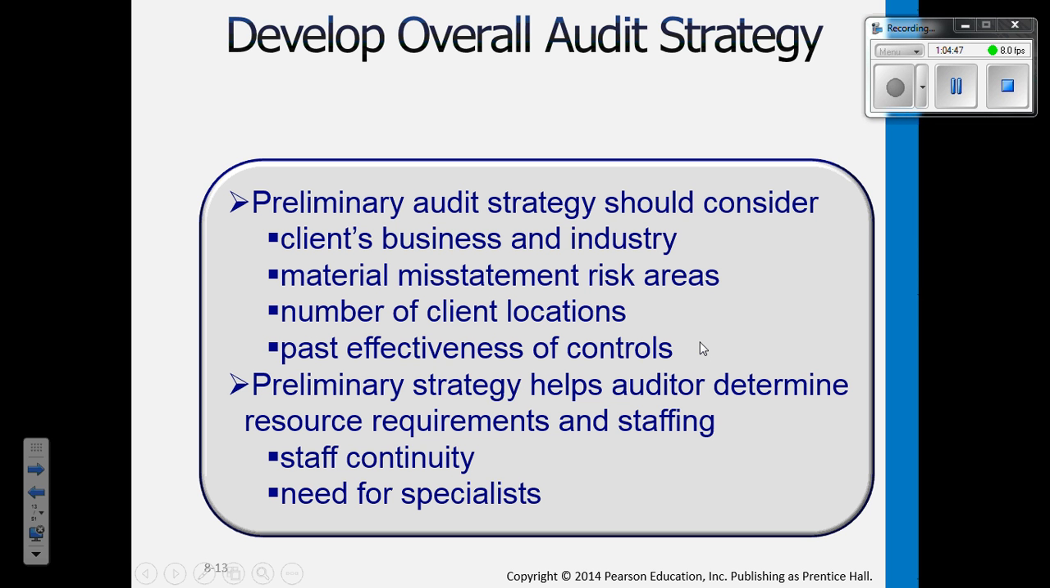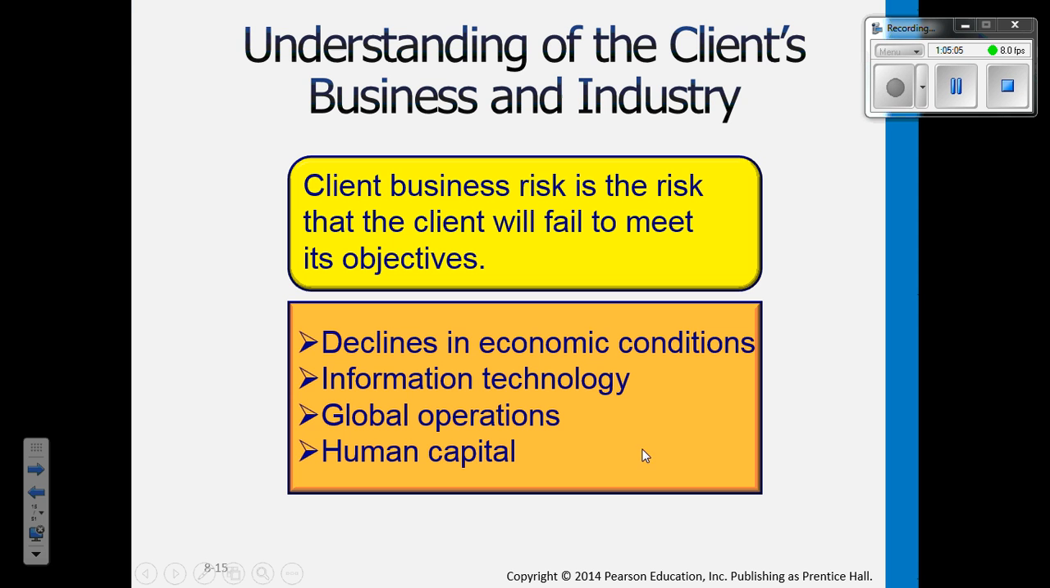Can we get better audits? I'm not sure, right? Maybe more independence, maybe. But more expensive, absolutely. Switching auditors is expensive because they're not familiar with you. So anyway, staff continuity, need for specialists, sure. So resource requirements.